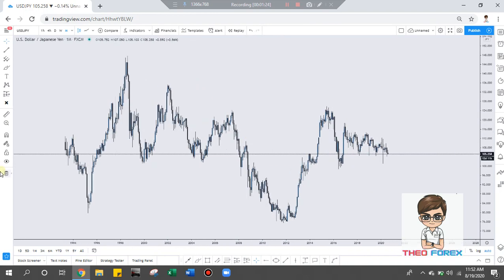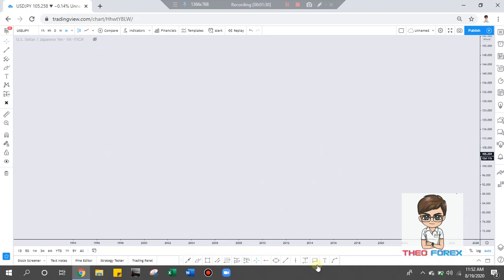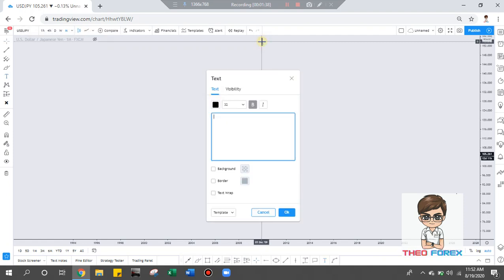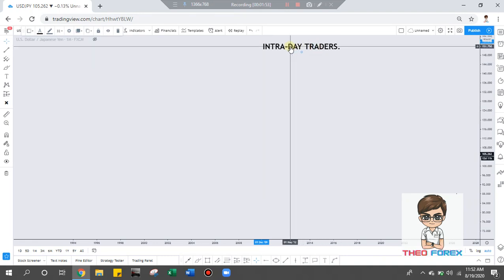Now how do Astro FX trade? Very simple. Astro FX major on the daily time frame. They are majorly intraday traders. So if you've been looking for an intraday approach towards trading, I got you covered on this. Intraday traders, so that's what Astro FX are. They major on the daily down to the 1 hour time frame.